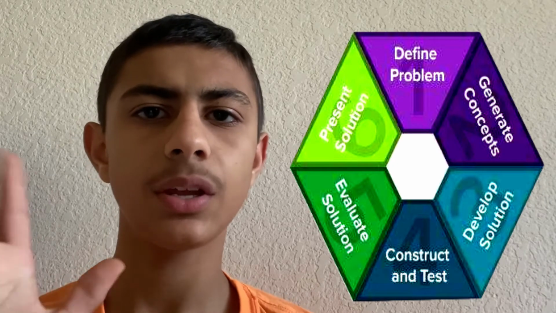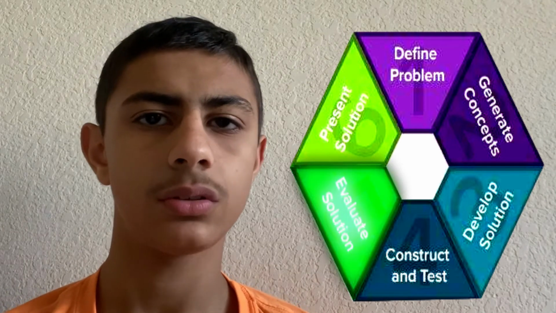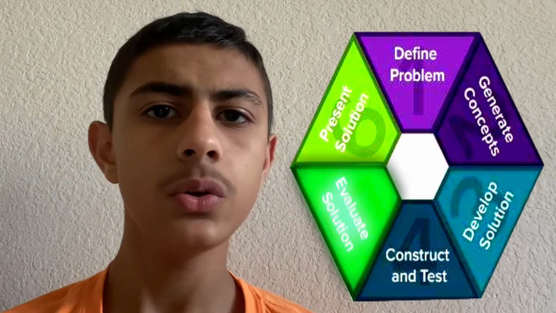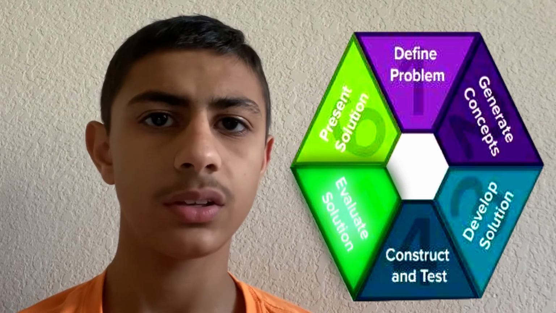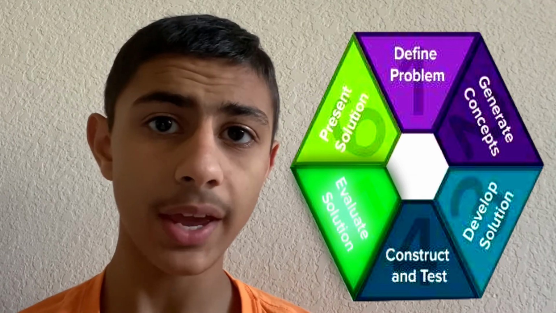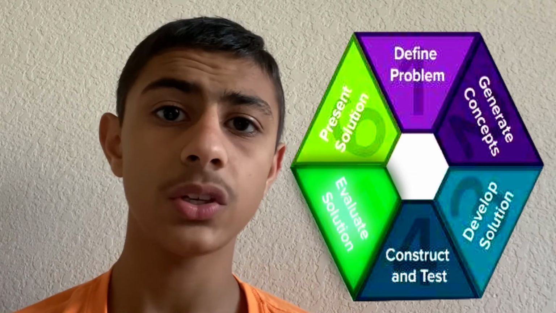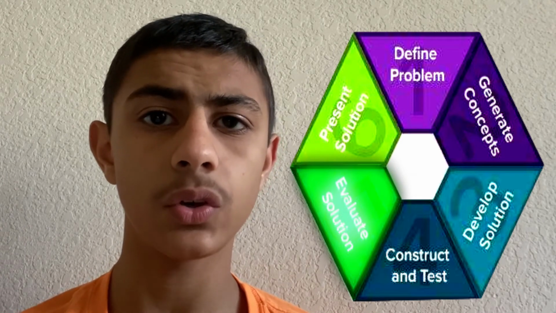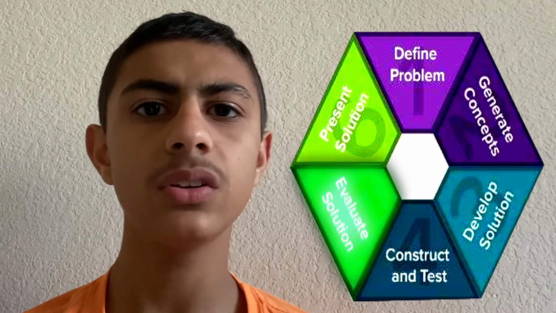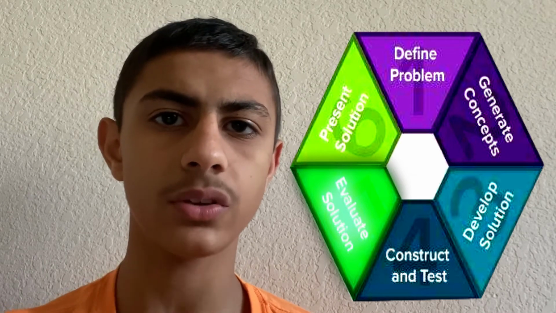Next comes step number 5, evaluate solution. Now this one's pretty easy. All you do is find out the solution's effectiveness and see if you can optimize it. And if you can, go back to construct and test prototype and keep on optimizing your solution until you get the best solution for you. Once you've done that, you're ready to move on to the final step of the design process.